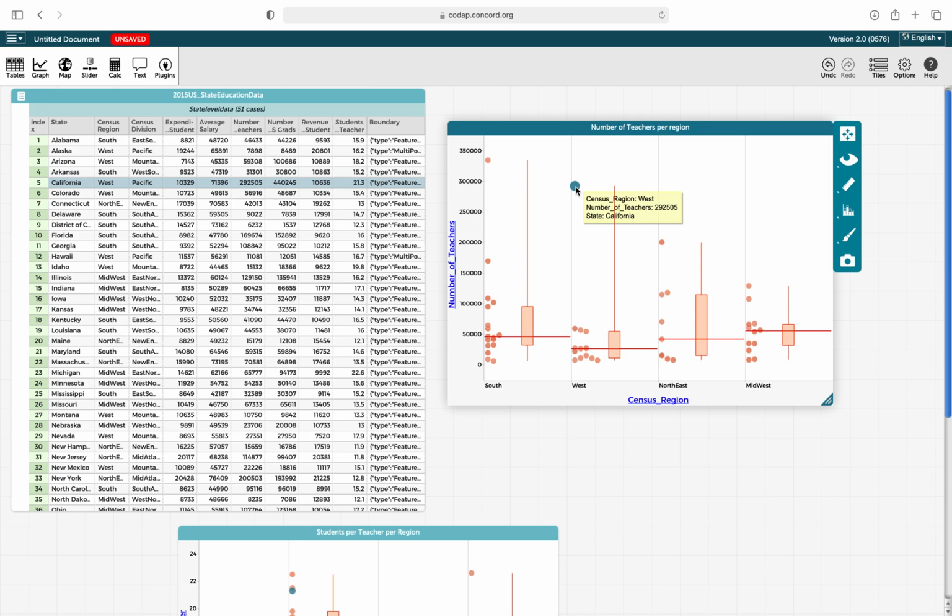The South has a bigger variety of numbers, whereas the West has more of a cluster of numbers. When looking specifically at the West, you can see that there is more of a cluster towards the bottom by the x-axis, and there's an outlier at the top.